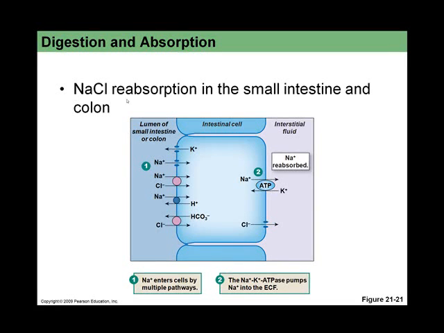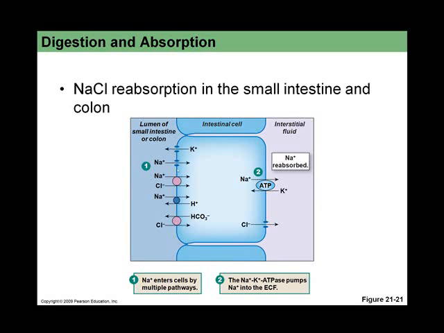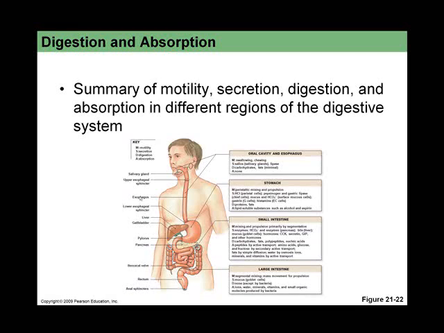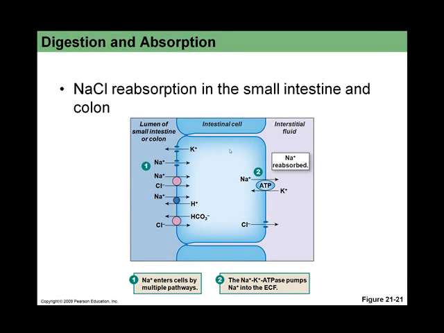Now we can consider the sodium chloride reabsorption in the small intestine and in the colon. So we've dumped a lot of electrolytes into the lumen. We saw that that was critical to form this sodium electrochemical gradient to drive the absorption of most everything. Now we're going through the small intestine and the colon, and we want to capture essentially all of these as much as possible. So we start first here with number 1.